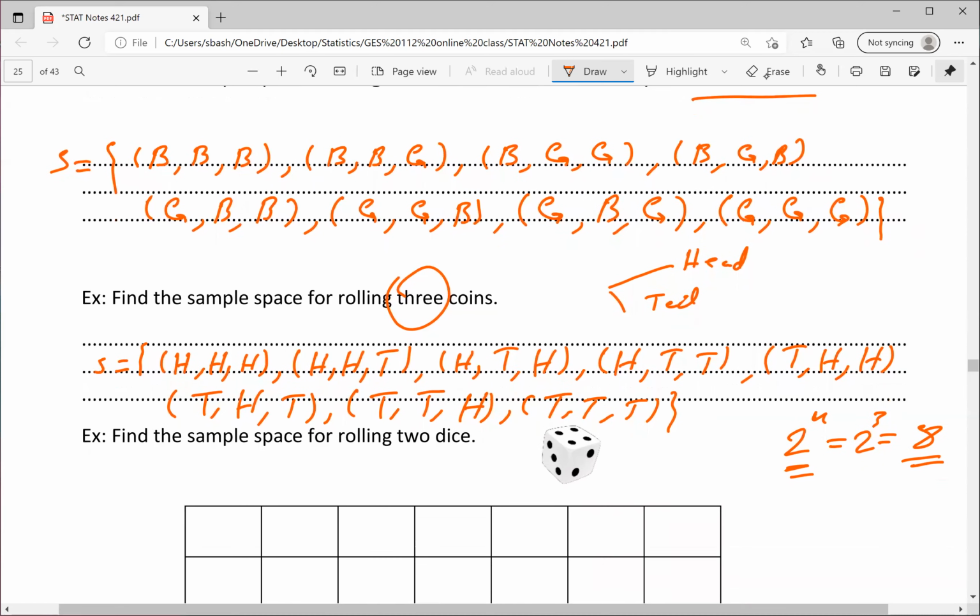For the next one, find the sample space of rolling 2 dice. This is a die, and for the die we have 6 faces. Since we have 2 of them, it is 6 to the power 2, which is equal to 36, which means that I must have 36 outcomes.